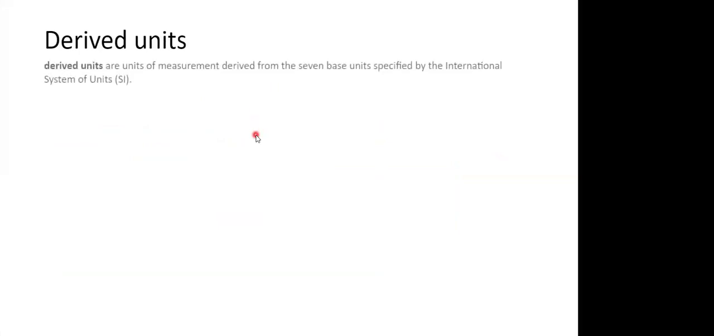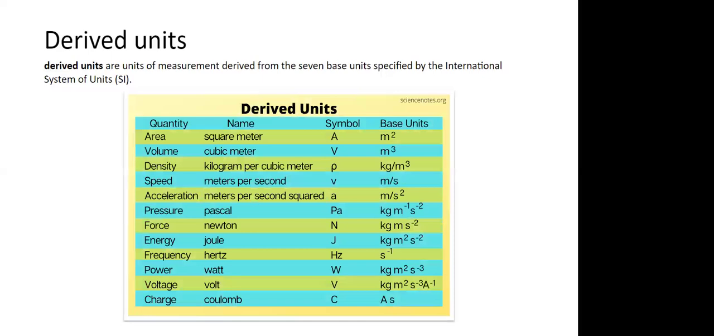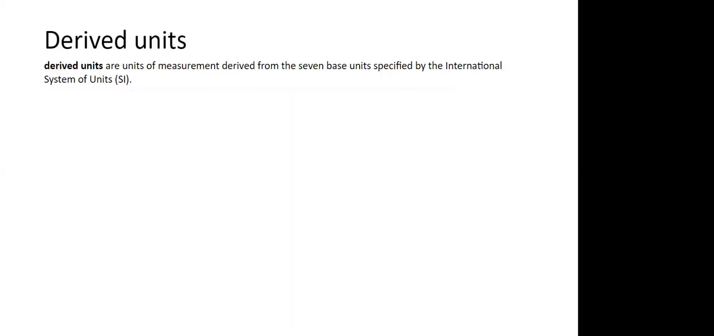Okay, and then derived units. I think in the last class we talked about derived units. We just discussed derived units of area, volume, right? Derived units are units of measurement derived from the 7 base units specified by the International System of Units. They have been derived from the base units. That's why we call them derived units.